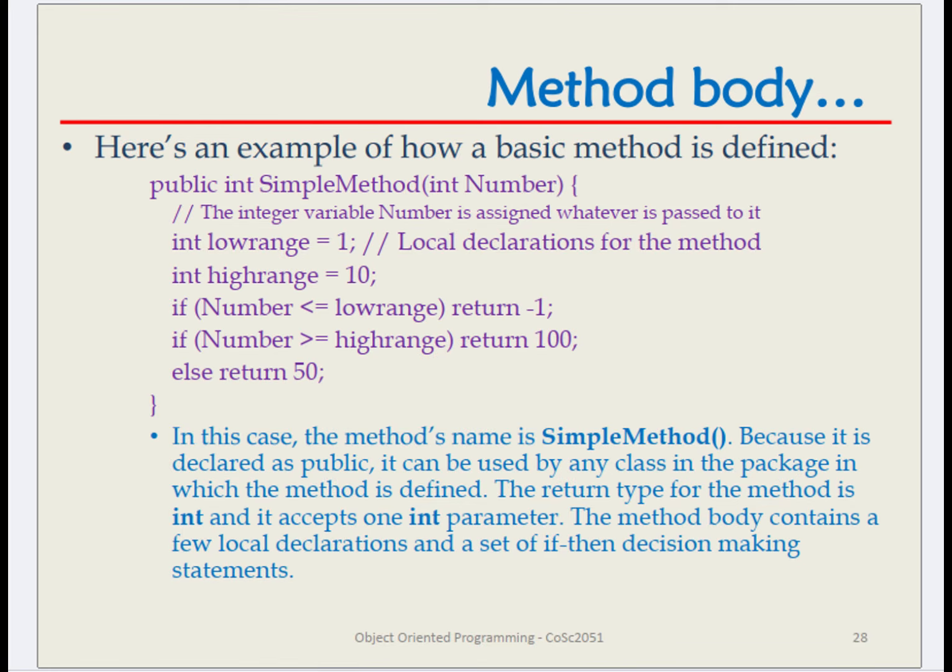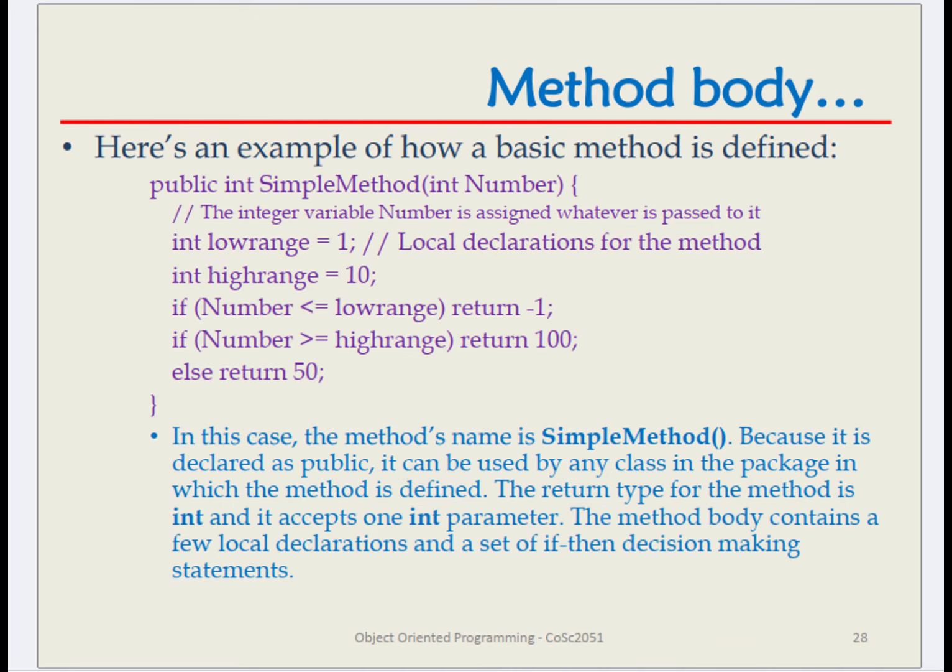In this case, the method's name is simpleMethod. Because it is declared as public, it can be used by any class in the package in which the method is defined. The return type for the method is int and it accepts only an int parameter. The method body contains a few local declarations and a set of if-then decision-making statements.